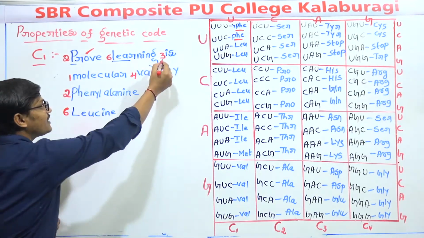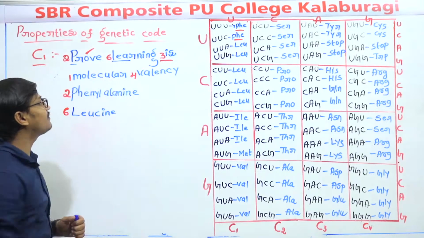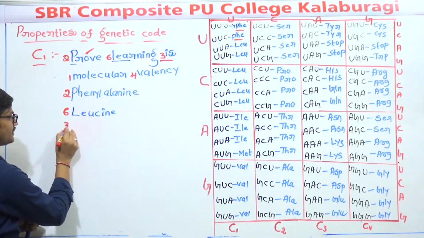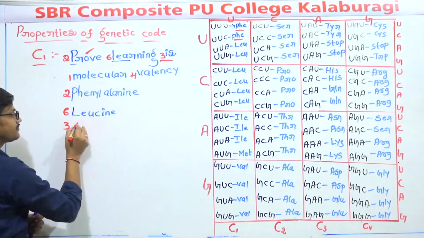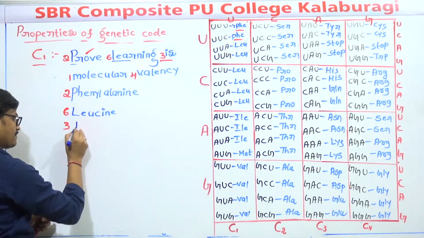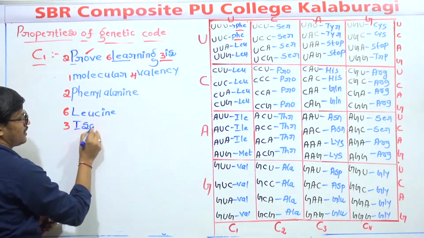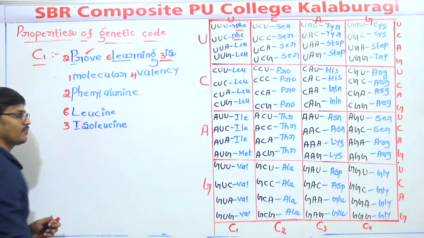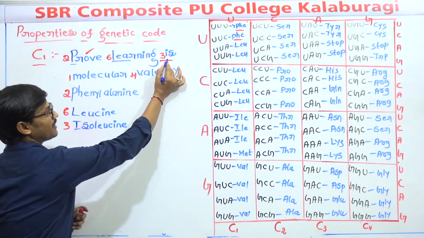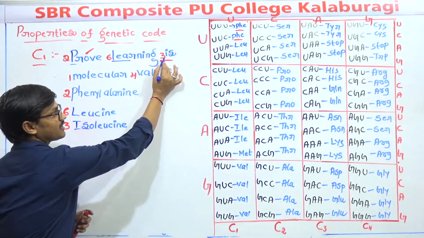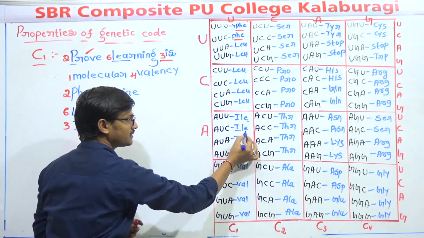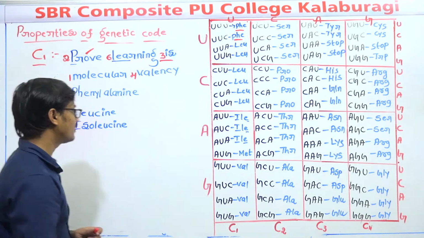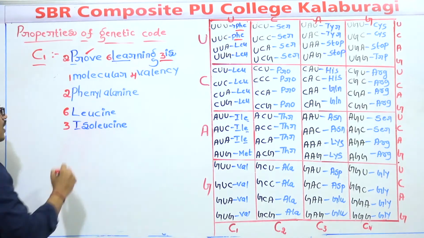Now next I have written 3 is. It means isoleucine. Why this number 3? See here, 1, 2, 3 codons for isoleucine.